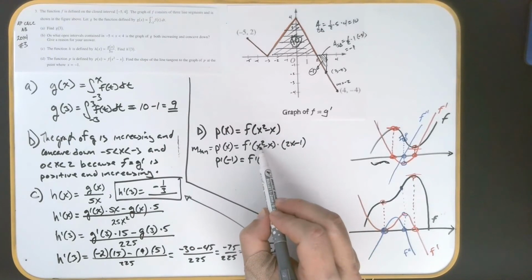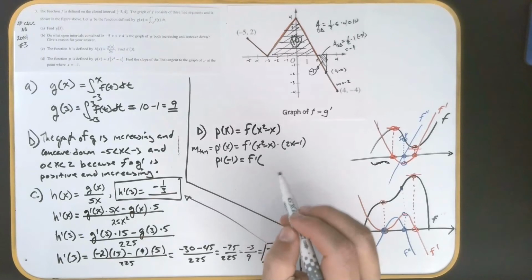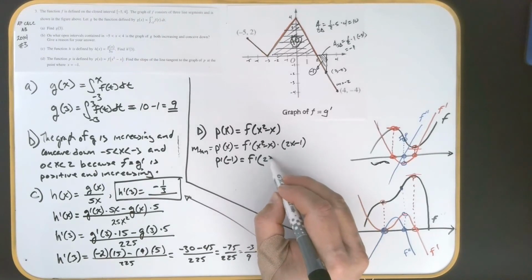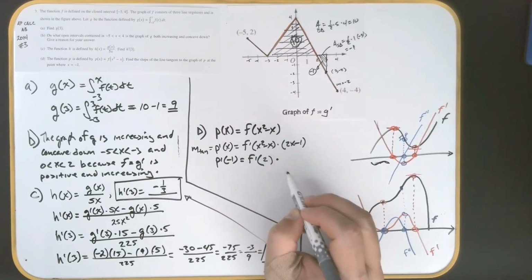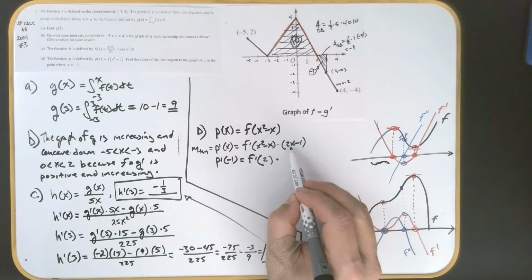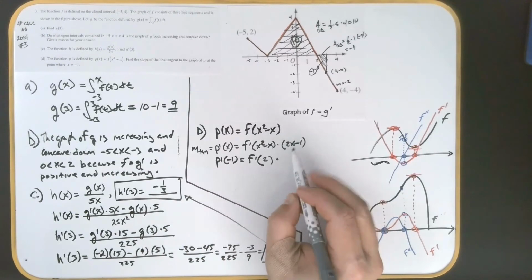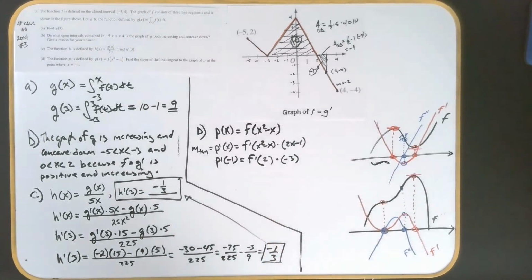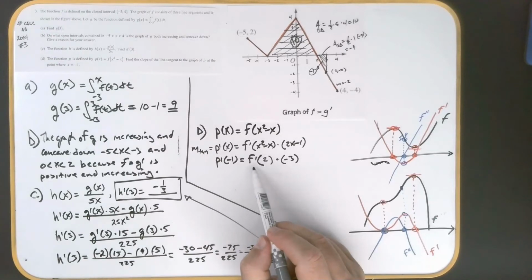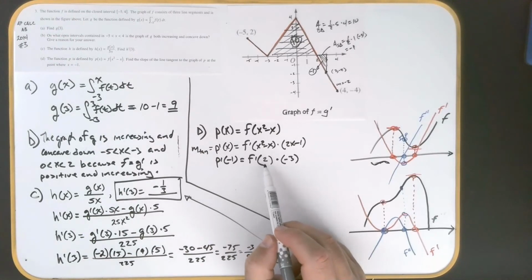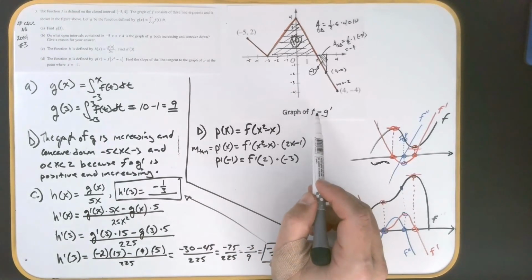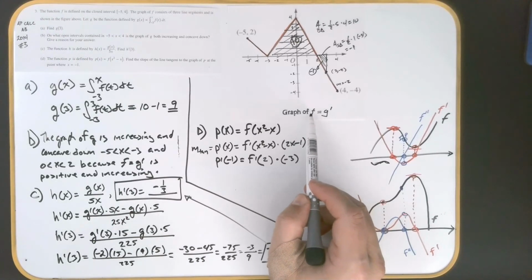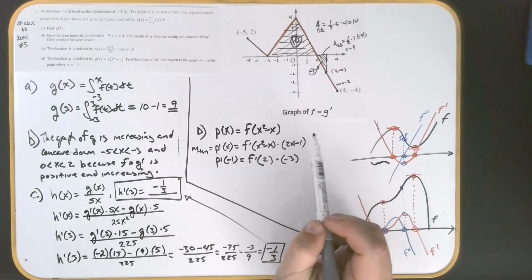So it's p prime of negative 1 is equal to f prime of, let's put negative 1 in here. Negative 1 squared is 1, minus negative 1. So this becomes f prime of 2 times, put in negative 1 here, we get negative 2 minus 1, we get negative 3. Okay? So now we need the derivative. We need f prime at 2. Well, if this is the graph of f, that would be the derivative at 2. So let's see what's going on.